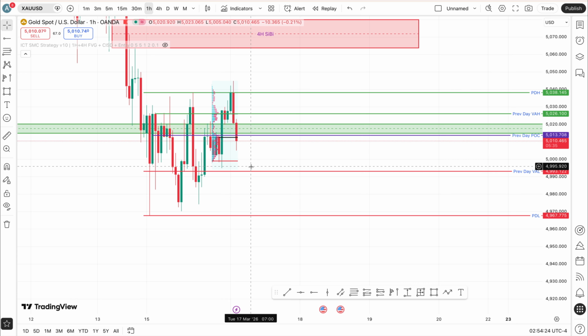Stay patient, stay disciplined, and let the market confirm direction around key liquidity levels.